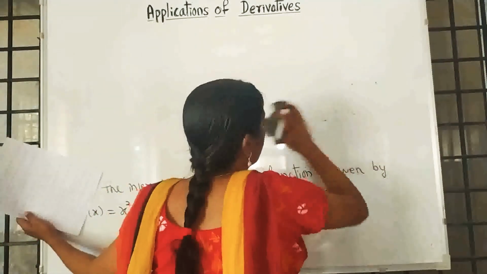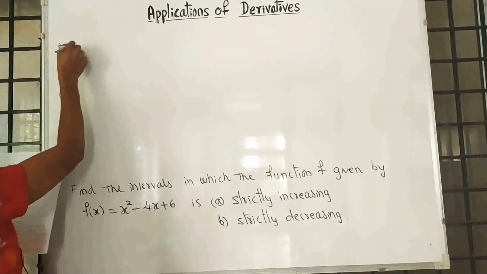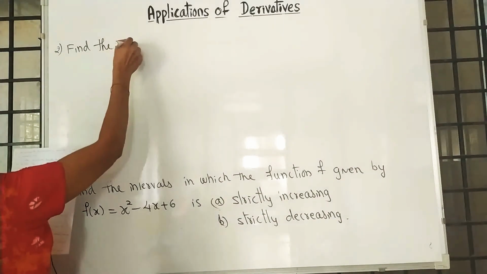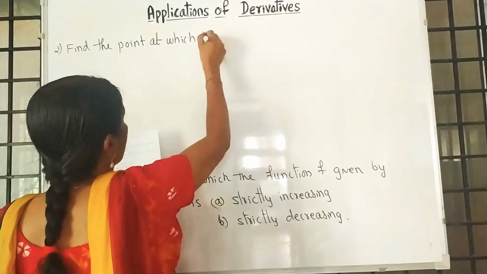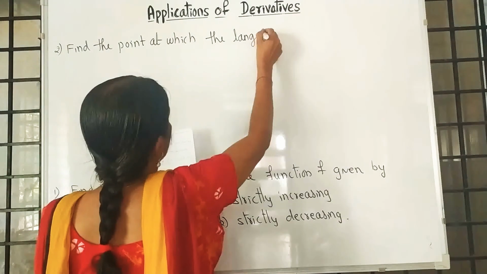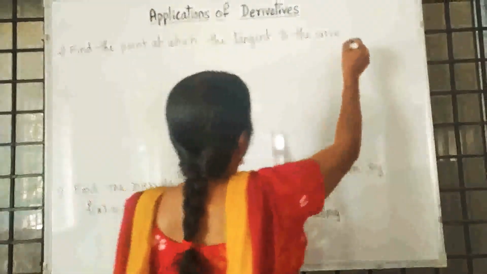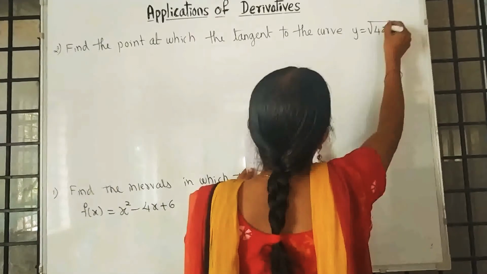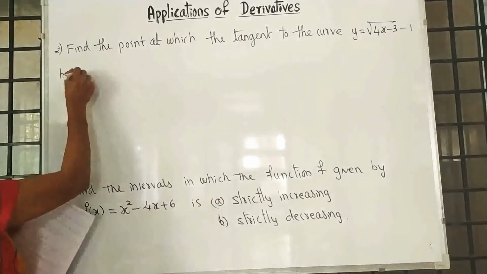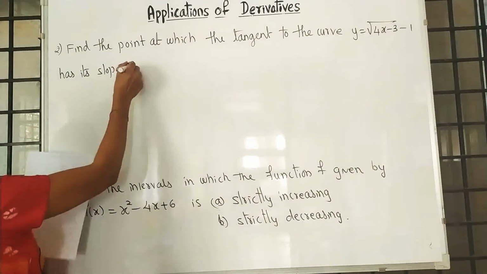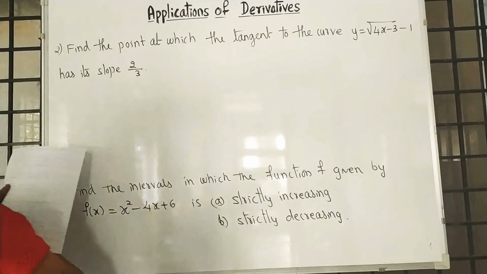Question number 29 it is. Find the point at which the tangent to the curve y is equal to square root of 4x minus 3 minus 1 has its slope 2 by 3. Moving to the next question, that is question number 3.